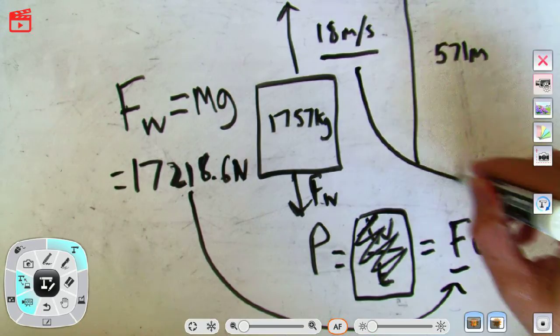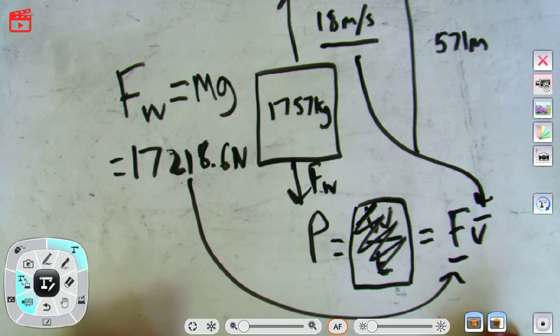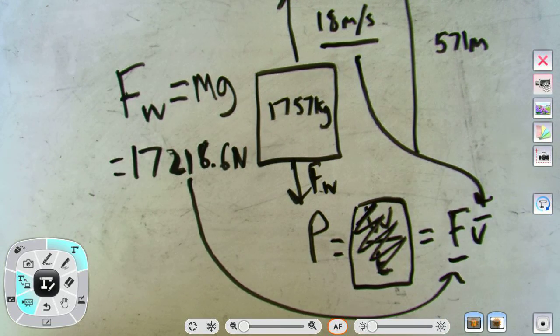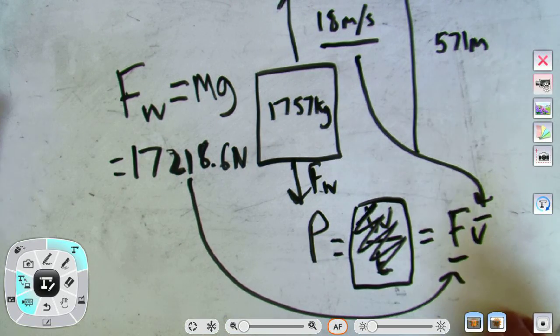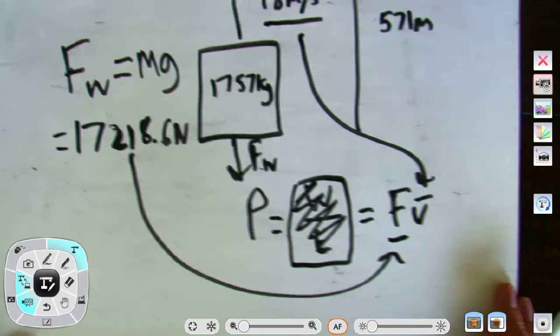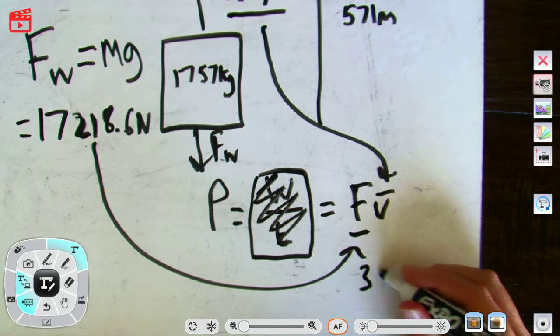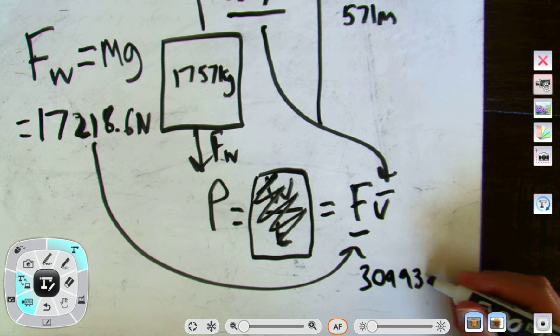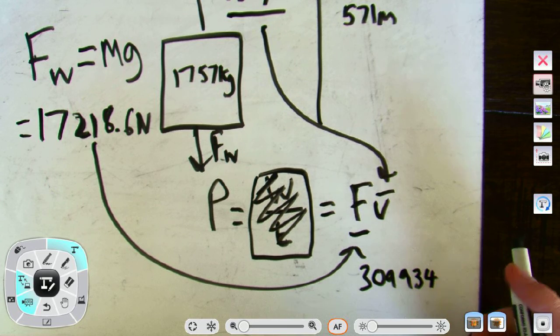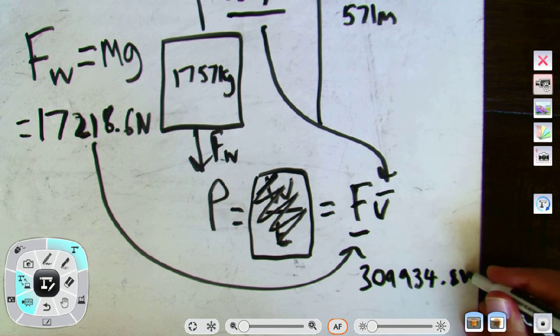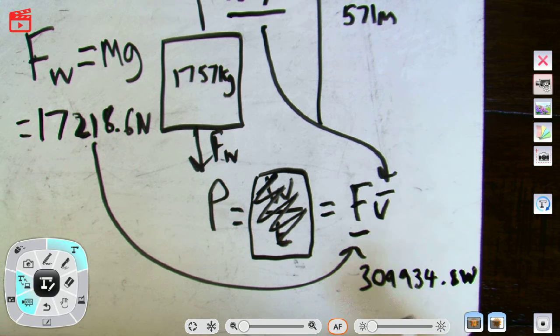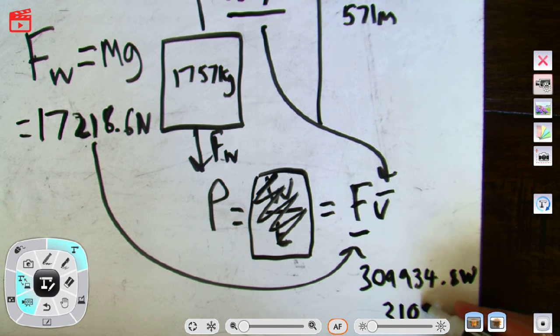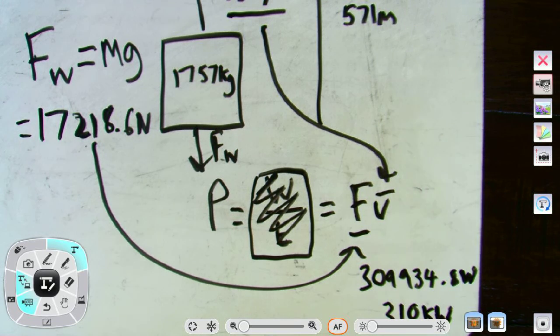Average velocity is 18 meters per second. Multiply those two together and we actually get 309,934.8 watts. The answer's in kilowatts, so we divide that by 1,000 and we get pretty much 310 kilowatts, which is answer choice C.